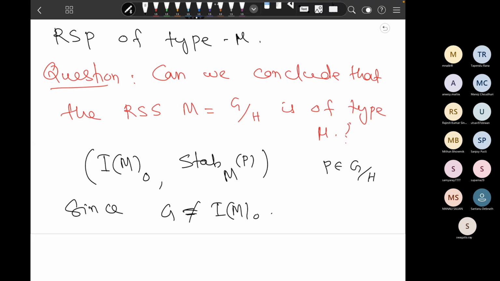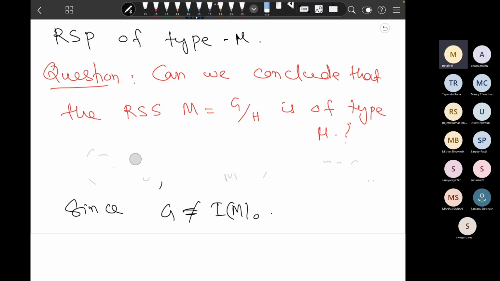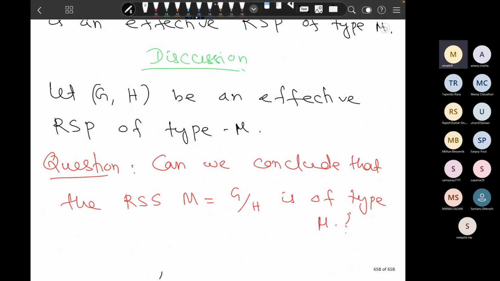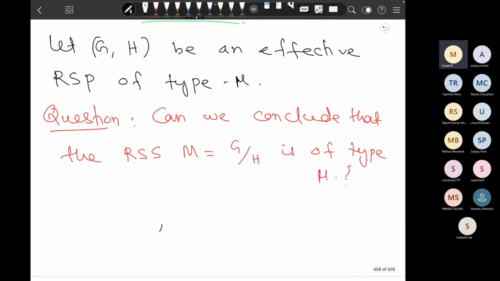Hello? You are posing this question. Okay, can you conclude this? So what is the thing? Let G, H be an effective Riemannian symmetric pair of type mu. Can you conclude the Riemannian symmetric space M equals G mod H is of type mu?